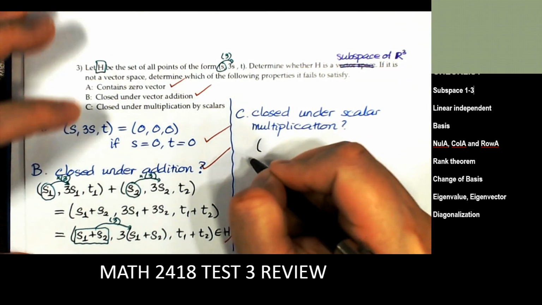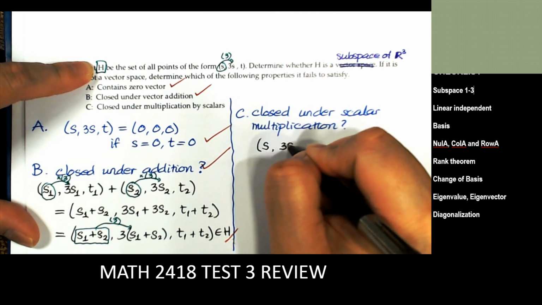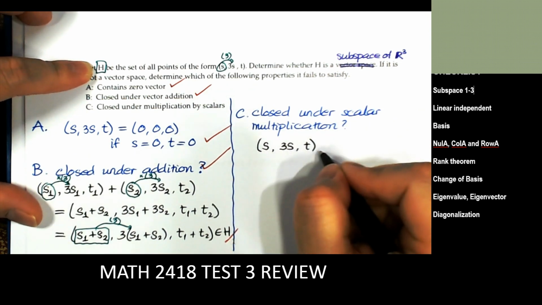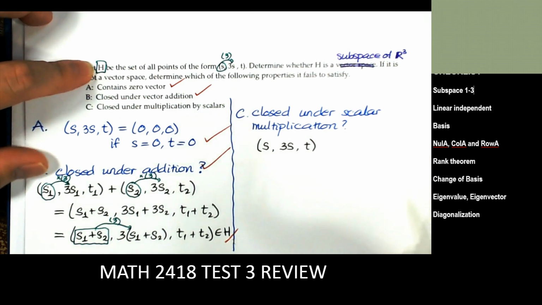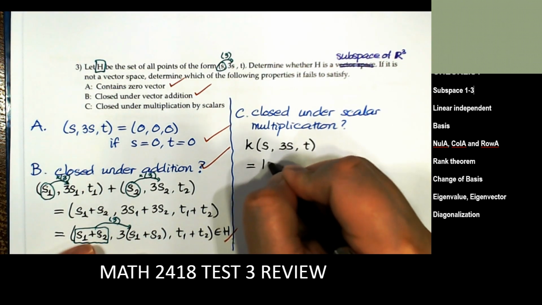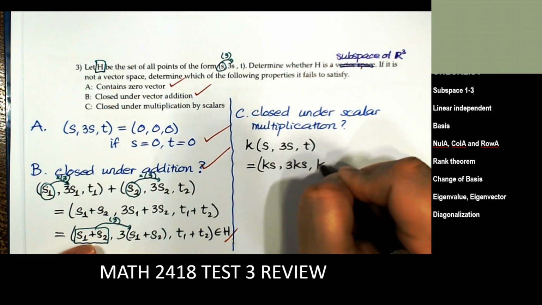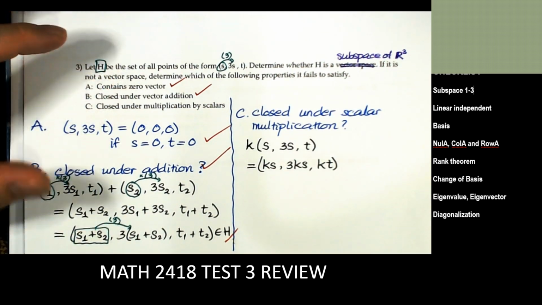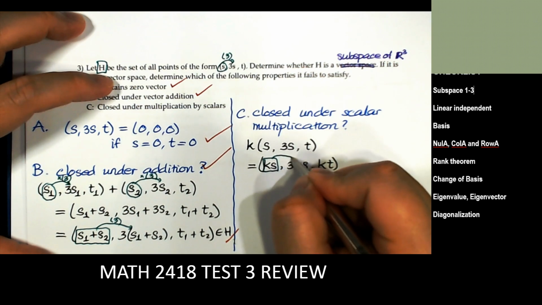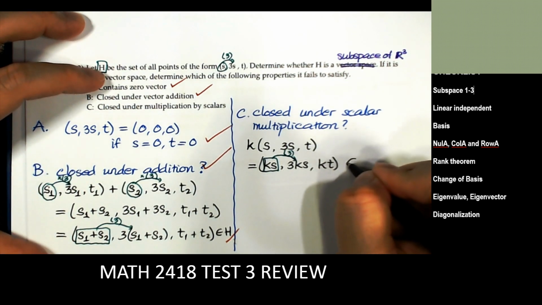Once again, we start with a vector that belongs to the set H. So we just have the first component, the second component is 3 times that, and the third component could be anything, right? So this vector is in H. Now if we multiply by a constant k, we're going to have ks, 3ks, and kt. What we see is that if we take the first component and multiply by 3, we get the second component. Because of that, this vector is in H.